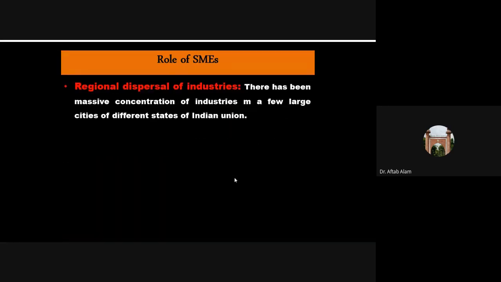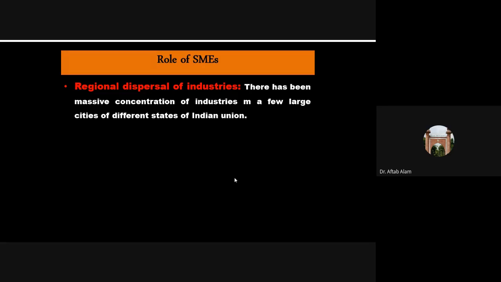Moving on to the next quickly: regional dispersal of industries. जो SMEs होते हैं वो एक जगह concentrated नहीं होते. It is not concentrated in one place. The location of SMEs is spread all across the country. So it helps in regional dispersal of industries. Regional dispersal means it is available in most parts of the country. In every area you will find SMEs.